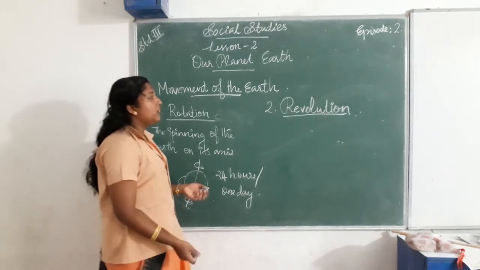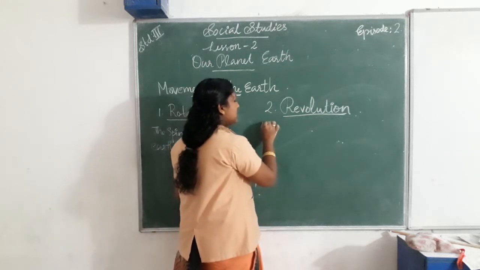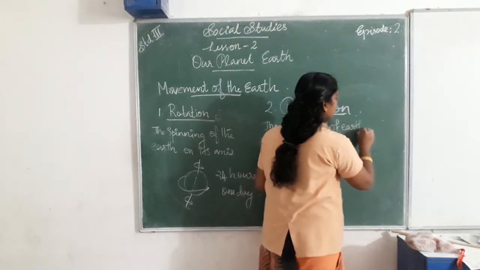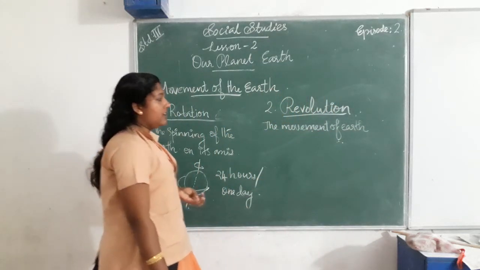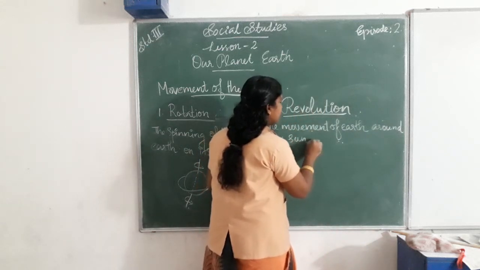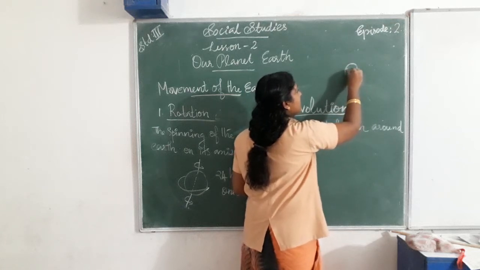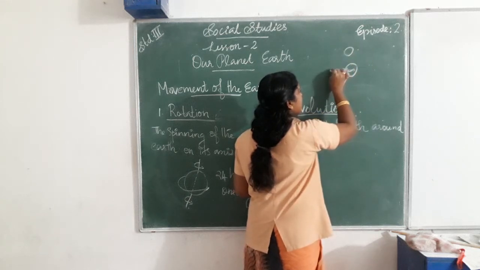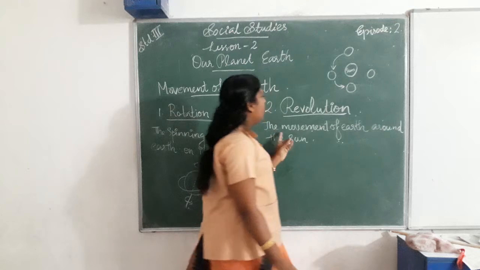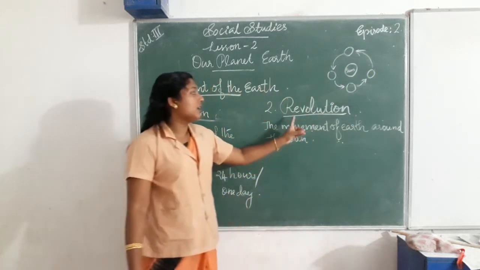Then the next movement of the earth is revolution. What is revolution? Revolution means the movement of earth around the sun. Suppose here is the sun, and here is earth. The movement of earth around the sun is called revolution.